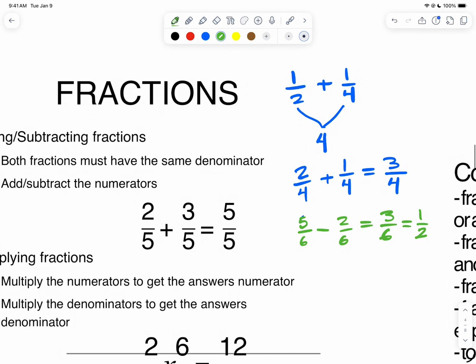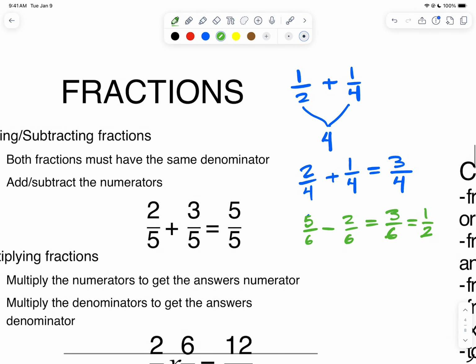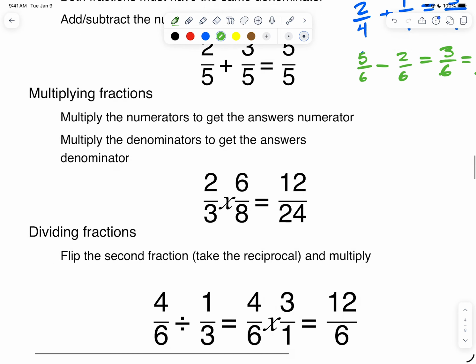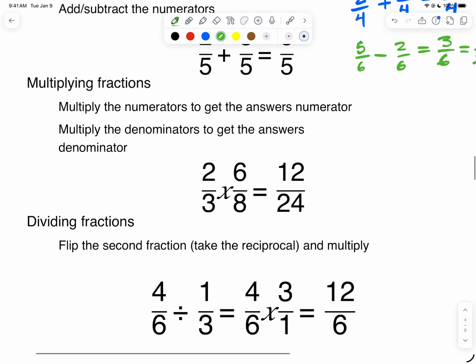And if we were subtracting and the denominators were not the same, we would do the exact same thing that we did with adding. We would need to find a common denominator. Multiplying fractions is probably easier. It's actually probably the easiest thing.